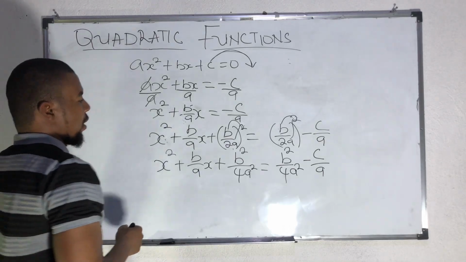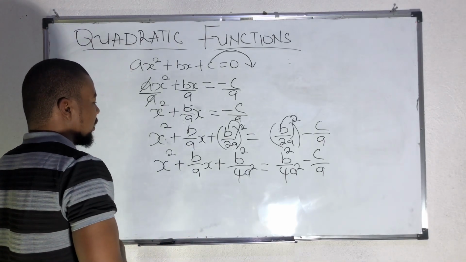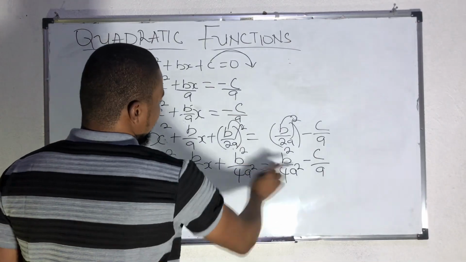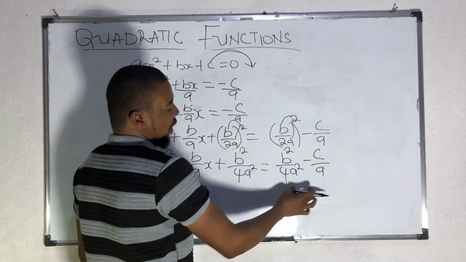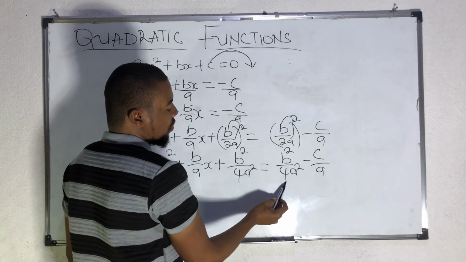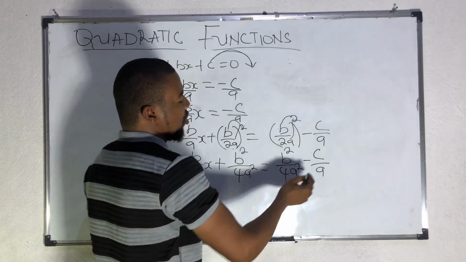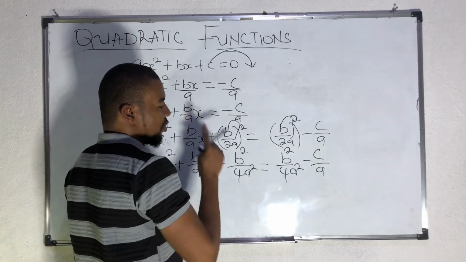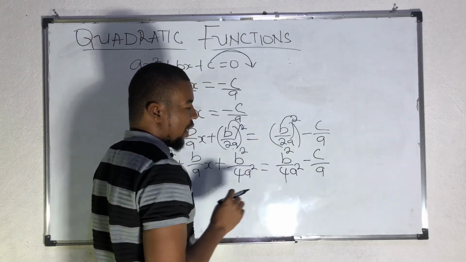Okay. Now, what are we to do at this very point? Let's work on the right first. This right has 2 fractions, b squared over 4a squared minus c over a. So these are 2 different fractions. Our task right now is to combine them into a single fraction.